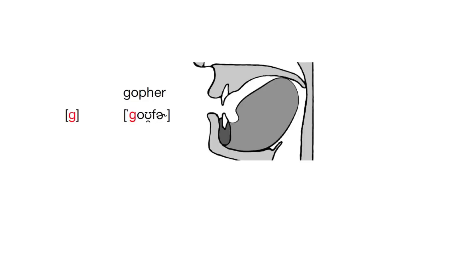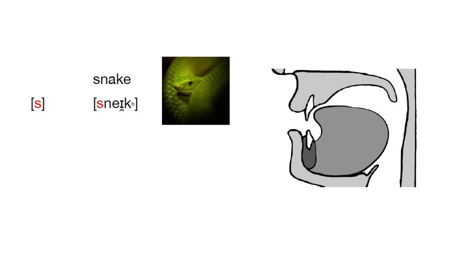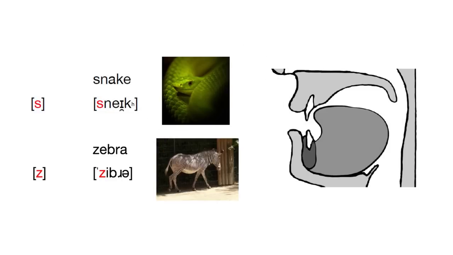G, gopher. Now at this point, we're going to revisit some of those sounds we just discussed, and then use them to generate a few more consonants that we need from English. So let's start with S as in snake. This sound, as we discussed before, is made with the tip of your tongue near your alveolar ridge. S. Now, there is another sound in English, made in exactly the same location, which sounds like this. Z, which shows up in words like zebra.